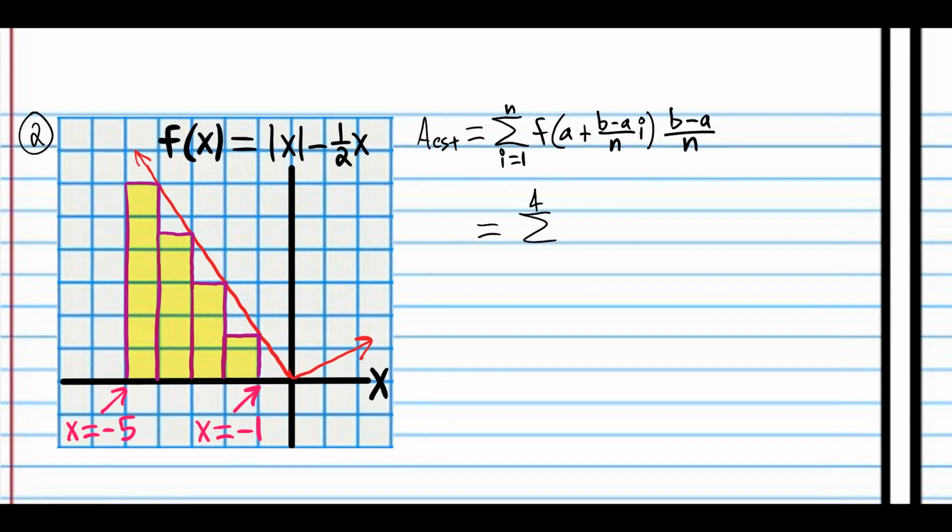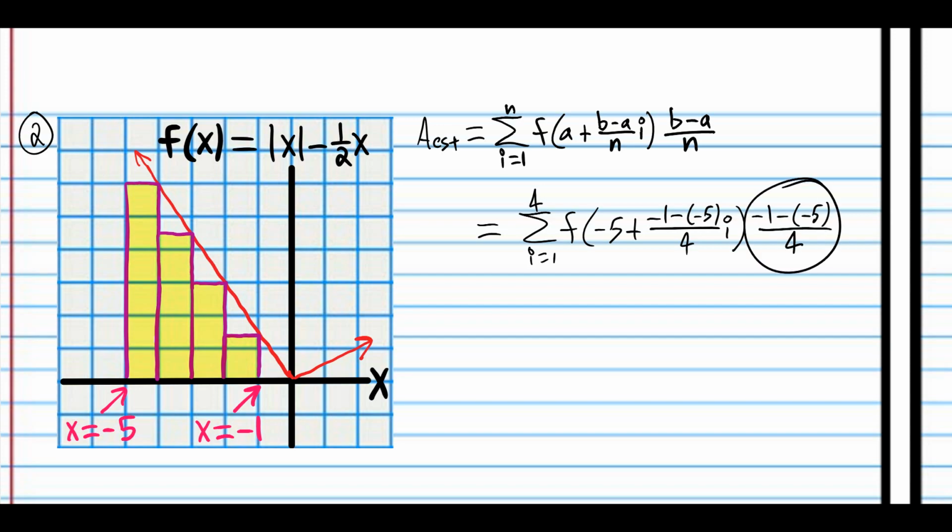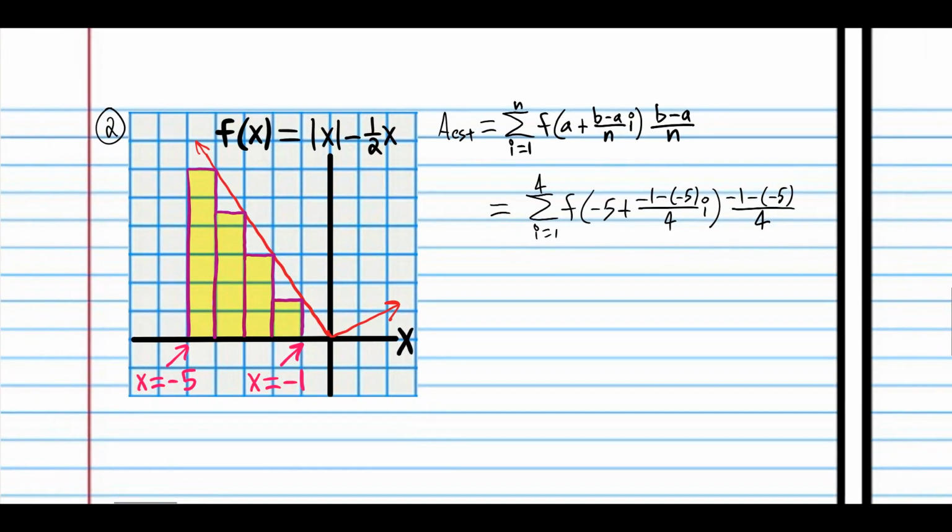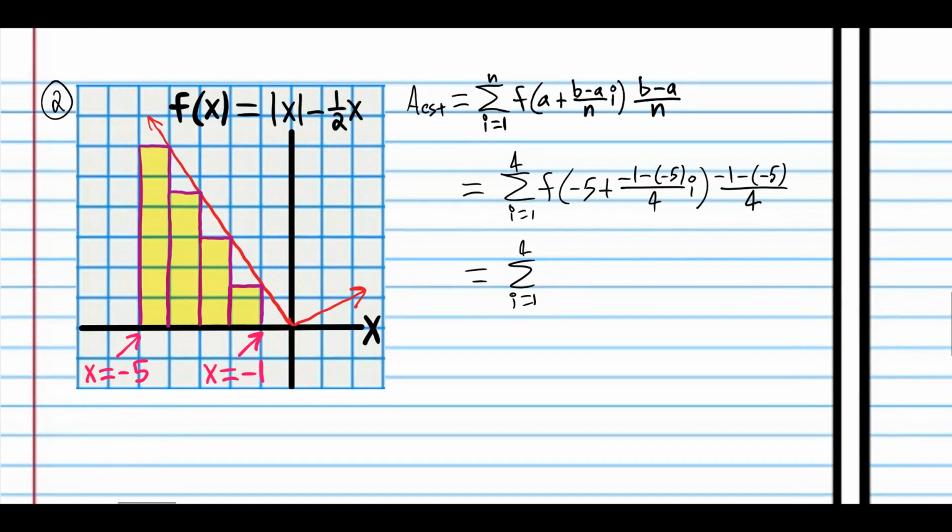Okay, so we're using 4 rectangles, and a is the left bound, so that's -5. b is the right bound, that's -1. Actually, four rectangles. And this expression represents the width of each rectangle. Okay, so now we're going to simplify.